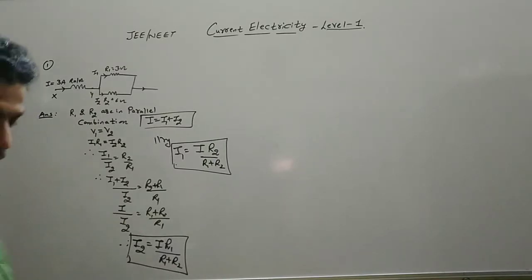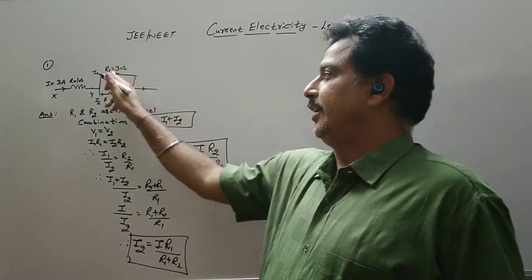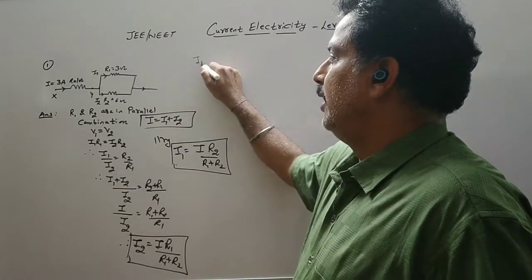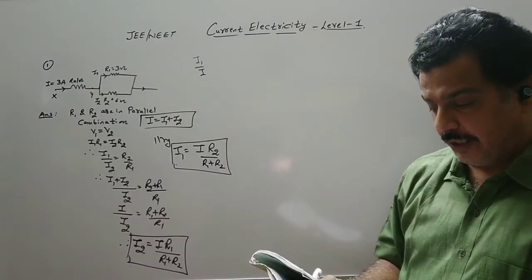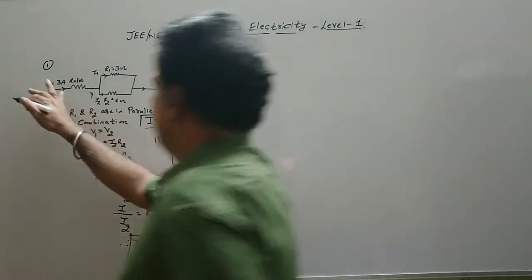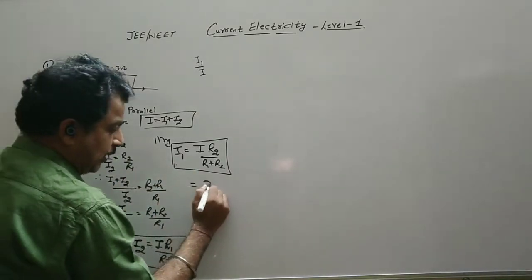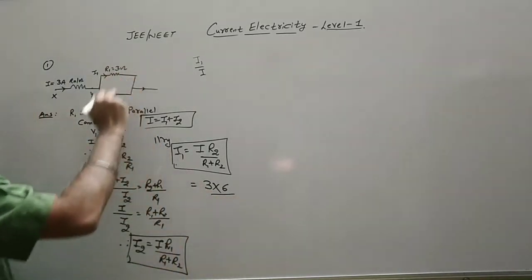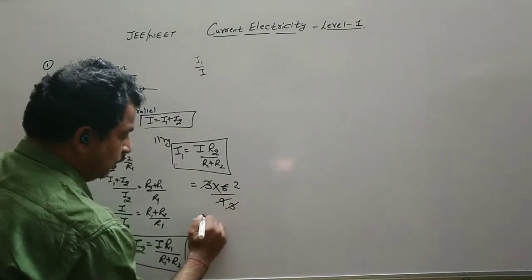Now let us come to our question. We have to find out the ratio of the current in the 3 ohm resistance and the 1 ohm resistance. Means we have to find out I1 upon I. So total current we know is 3 ampere. I want to find out I1, so I can use this formula: total current 3 into the resistance of the other, that is 6, divided by total resistance, that is 9. So 3 times 6 is 18, divided by 9, which is 2. So this is 2 ampere.